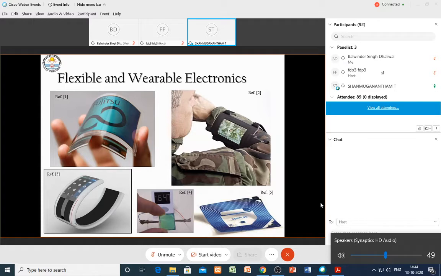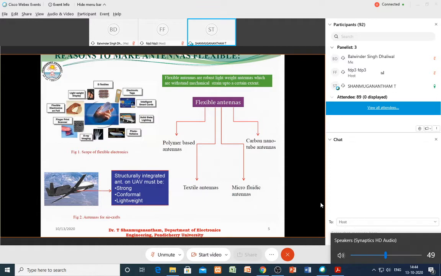Mainly the materials for flexible antennas, so different materials. Here are given the different applications of flexible antennas: textile as well as electronic tags, smart cards, solid state lighting, photovoltaic cells, X-ray imaging, fingerprint scanners and flexible electronics on fuel. All these different applications use flexible electronics.